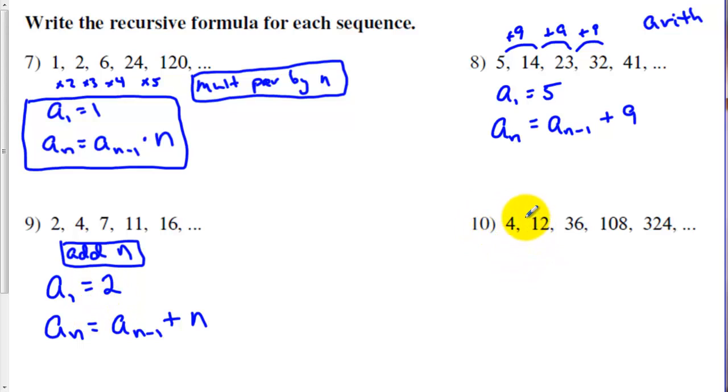And our last one here, you can see we are constantly multiplying by 3. So this is a geometric sequence. And our recursive formula for that, again, would be a sub 1, and our next term would be the previous term times 3.